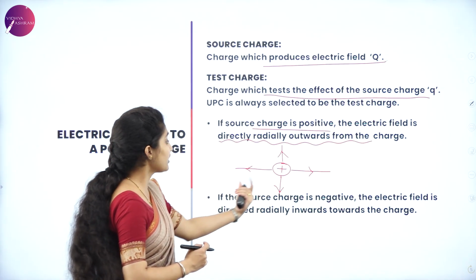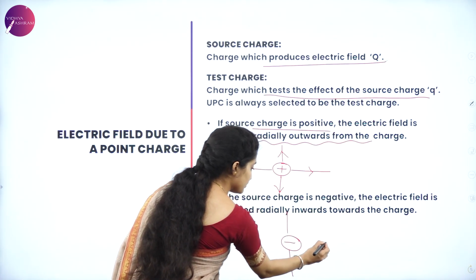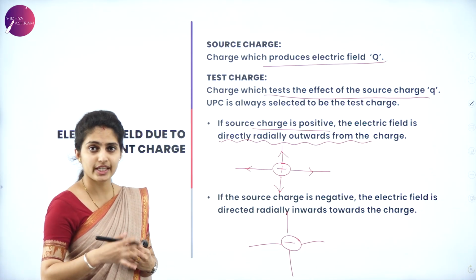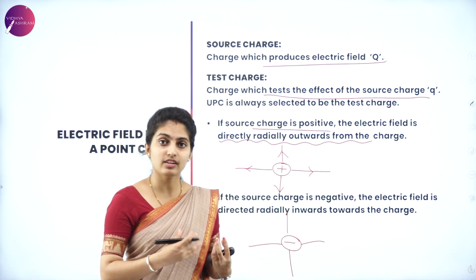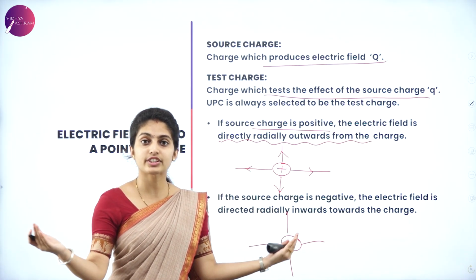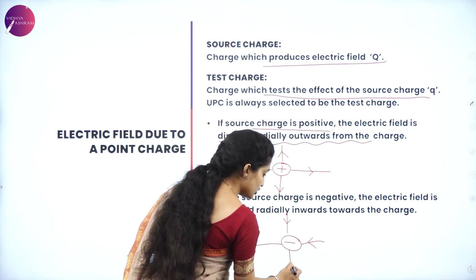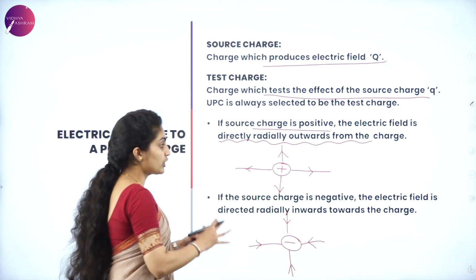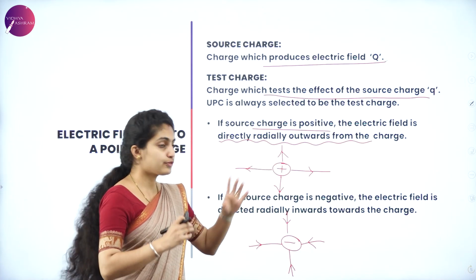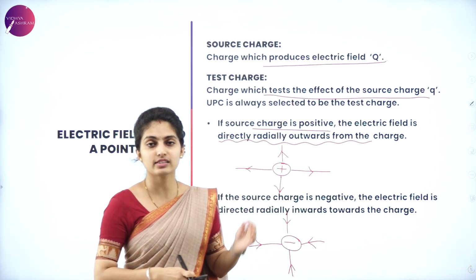whereas it is opposite for a negative charge. In the case of a negative charge, we have radial lines perpendicular to the negative charge, and the effect is towards the negative charge. So I draw the arrows inwards. My arrow changes, so the important role is played by the arrows. Remember, for a positive charge the arrow is outwards, and for a negative charge the arrow is inwards.